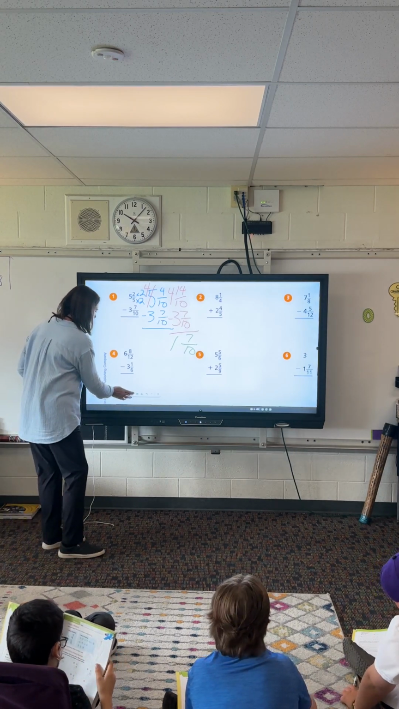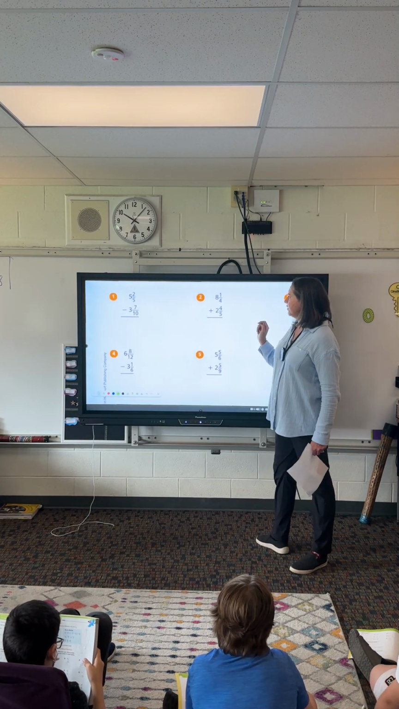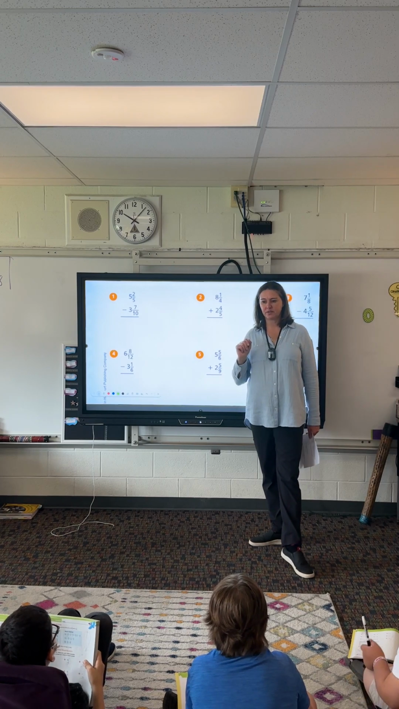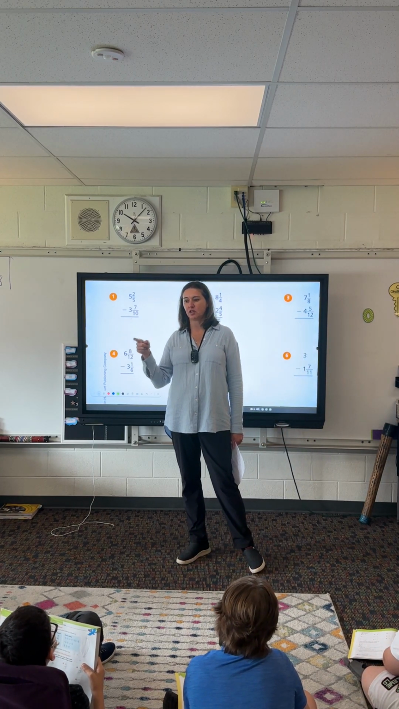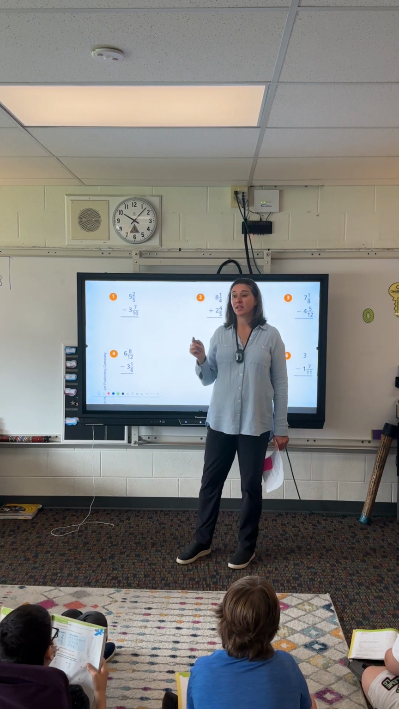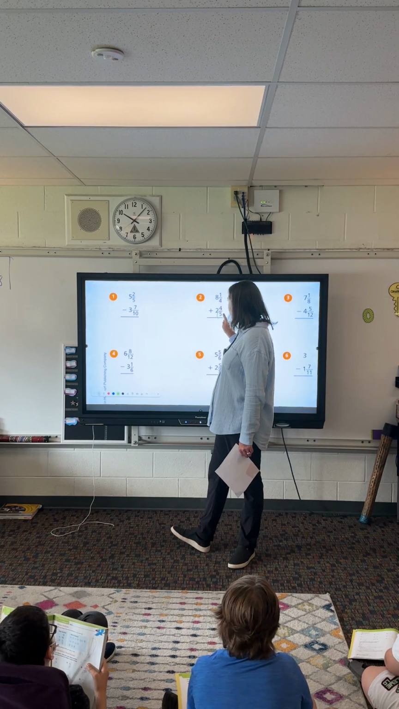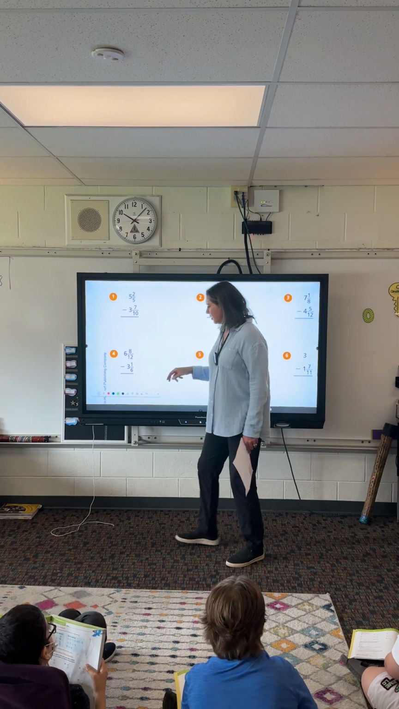All right. Now we have 8 and 1/4 plus 2 and 4/5. Very first thing when you're adding and subtracting fractions, everyone, what do we have to look at? The denominators. Are they the same? No. So what do we have to do?